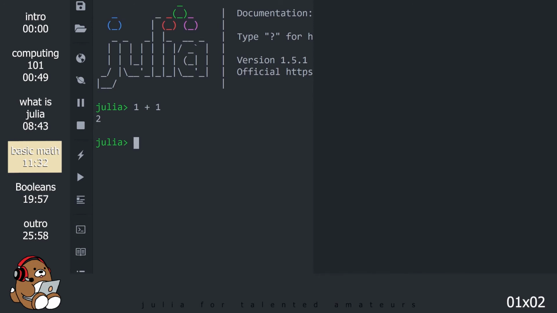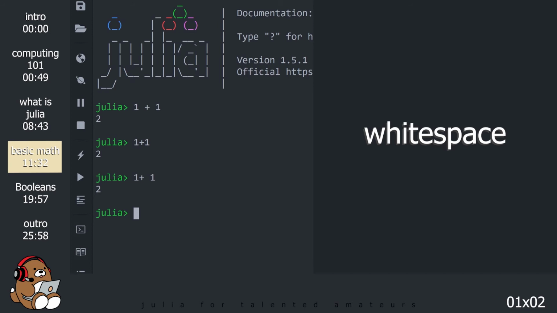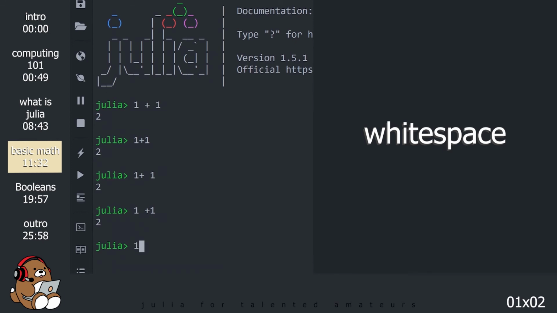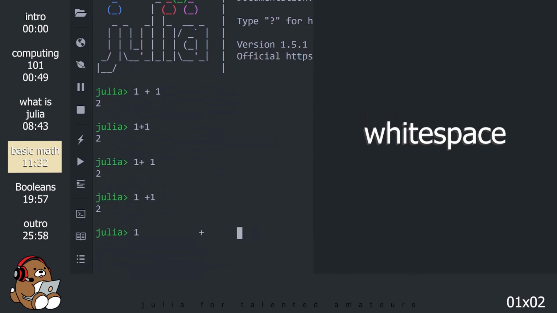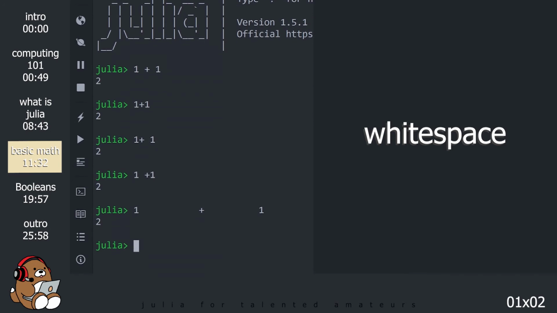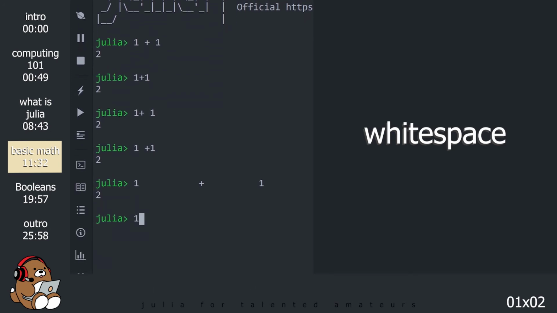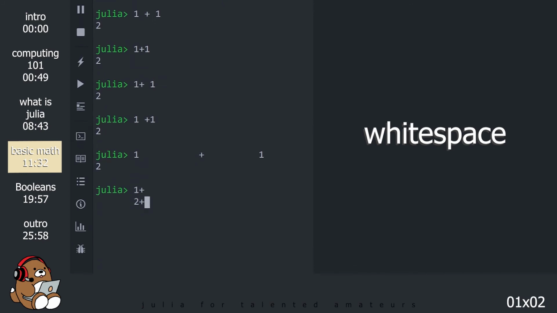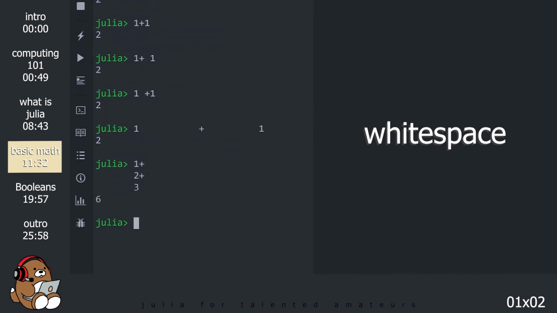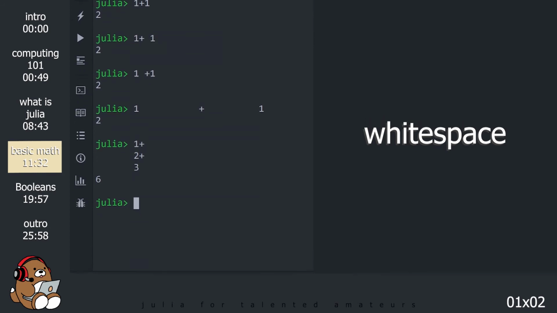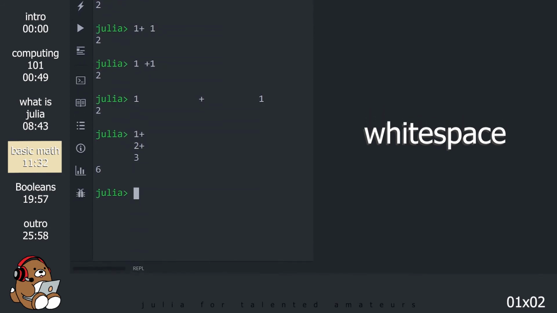When you type in 1 space plus space 1, those spaces are called white space in computing. Alternatively, you could have typed 1 plus 1 with no space, 1 plus space 1, and still get a 2, 1 space plus 1, still get a 2, and 1, lots of spaces, plus lots of spaces, 1, and you still get 2. You can even type 1 plus, enter, 2 plus, enter, 3, enter, and you'll get 6. For the most part, Julia doesn't care about white space.